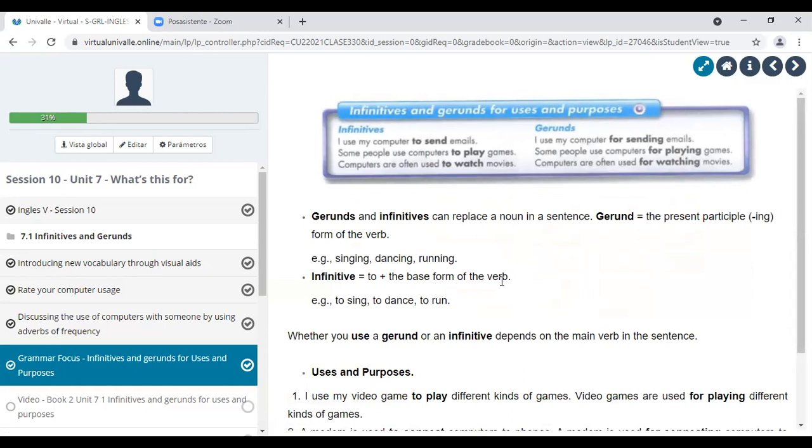Infinitives: I use my computer to send emails. Some people use computers to play games. That is when we talk about infinitives. Computers are often used to watch movies. Gerunds: I use my computer for sending emails. Some people use computers for playing games. Computers are often used for watching movies.